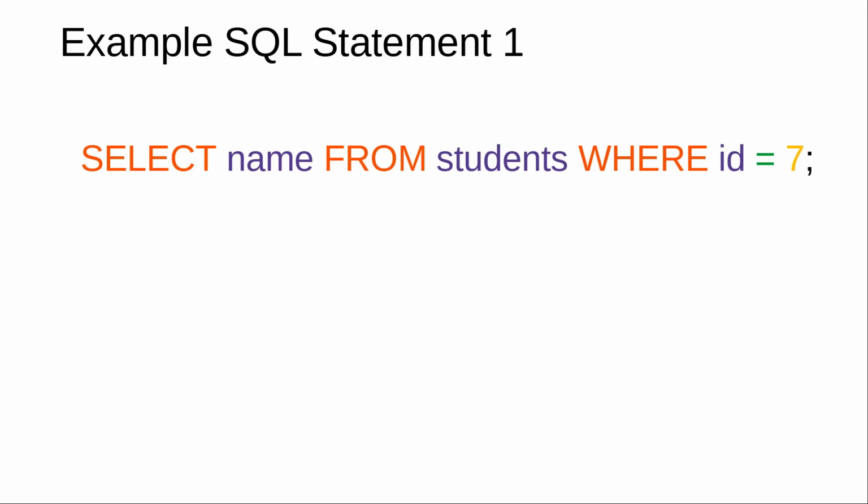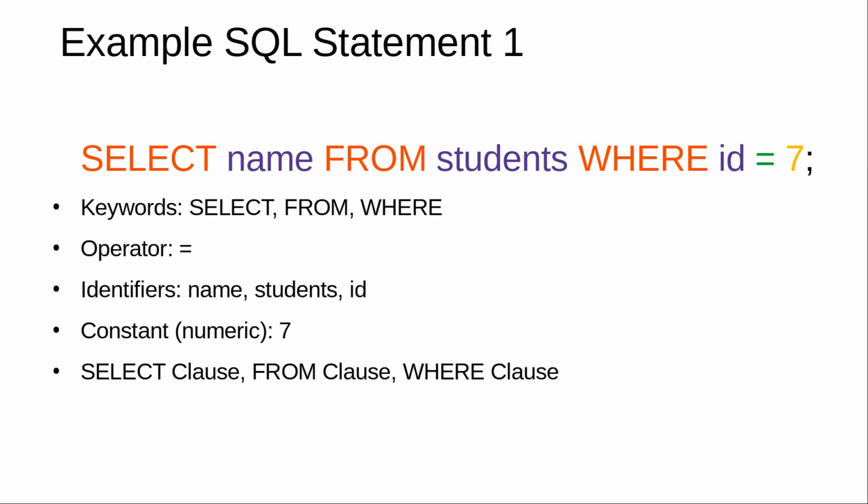Here is an example of a SQL query made up of keywords, identifiers and constants. SELECT name FROM students WHERE ID = 7. In this query, SELECT, FROM and WHERE are keywords. SELECT and FROM are mandatory while WHERE is optional. The equal sign is a special type of keyword called an operator.